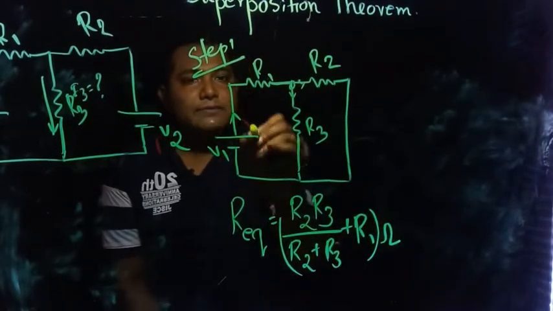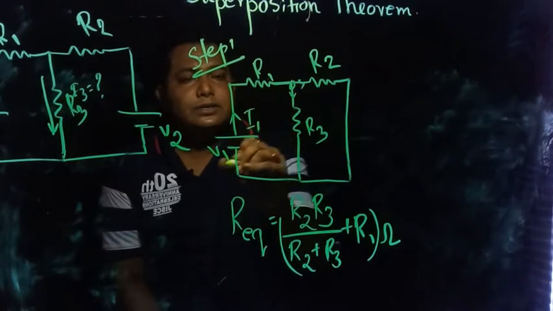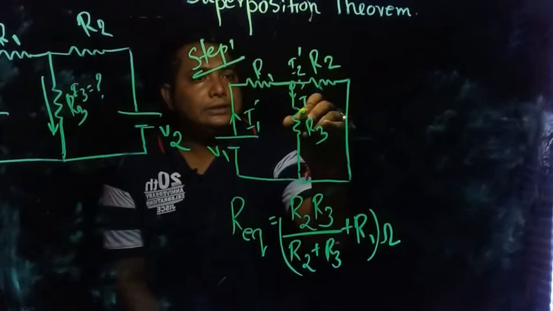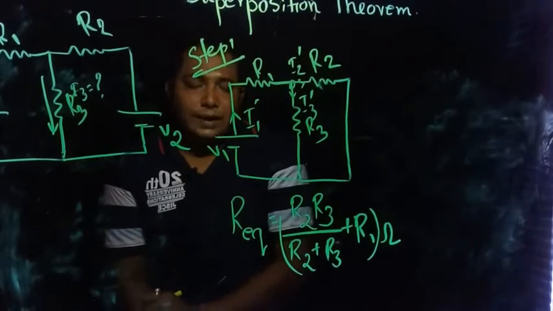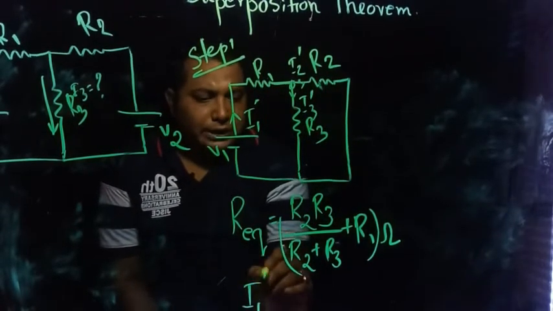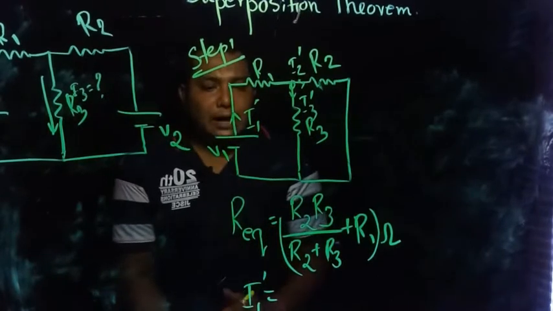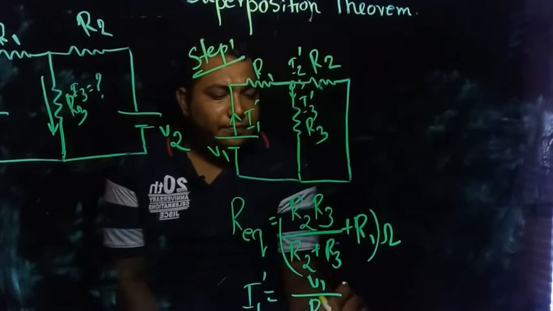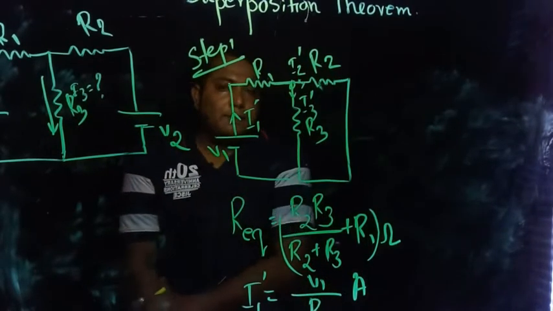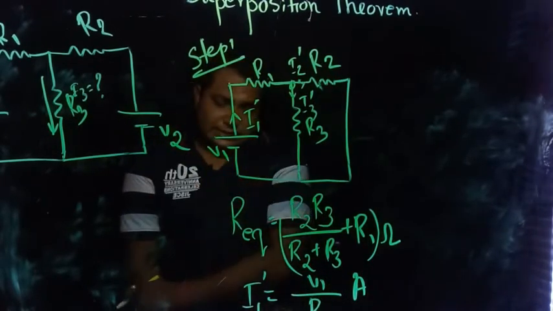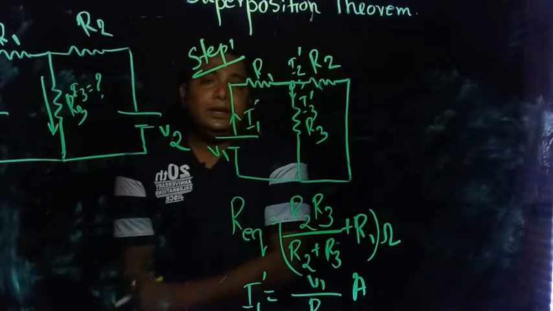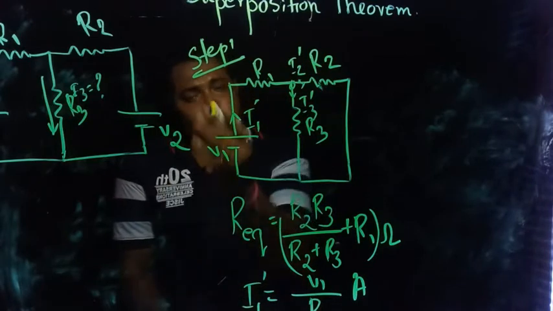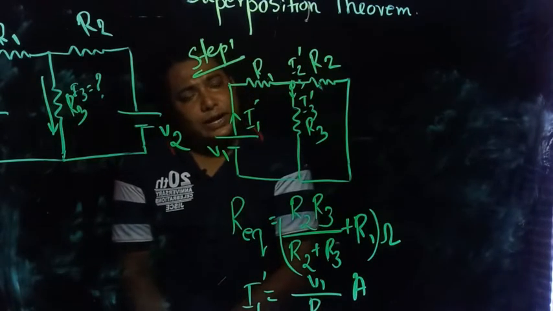Now for simplicity, let us give names. This is I1 bar, this is I2 bar, this is I3 bar. Here I1 bar is V1 by R equivalent, in ampere. Now this I1 bar current is dividing into these two sections, so we can apply the current division rule to find the result.